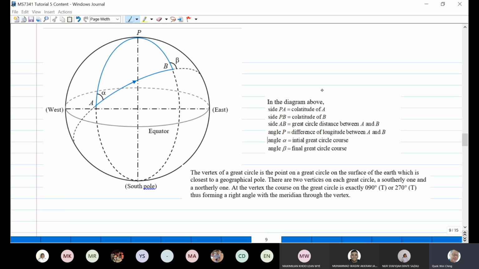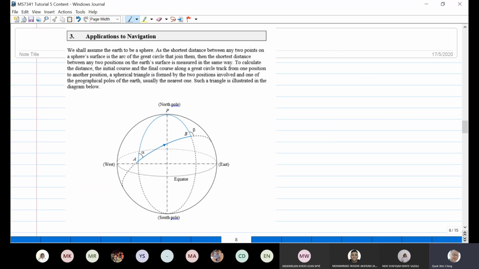Okay, so let's look at the previous slide. So this is an application to navigation. You were wondering about example 7 and example 8, right? We have skipped the 4-part theorem and gone straight to the application to navigation.